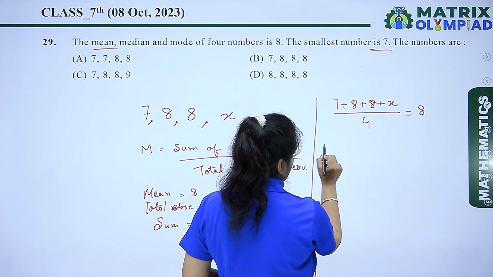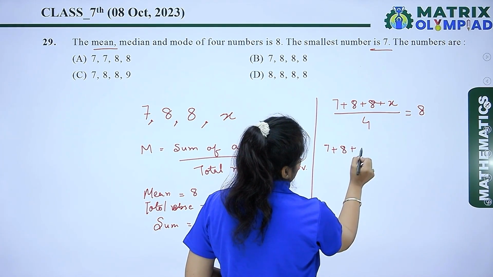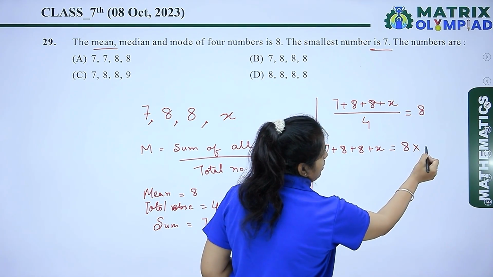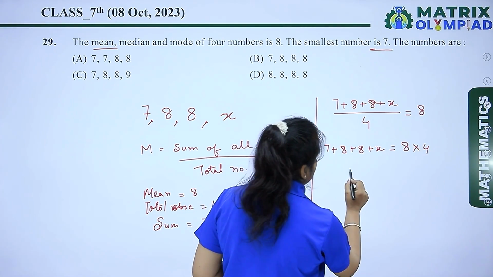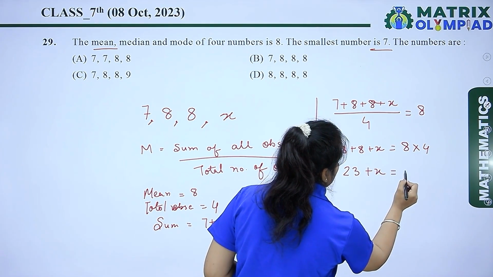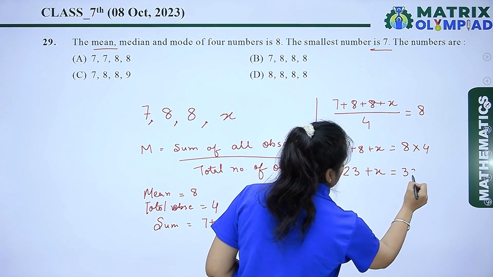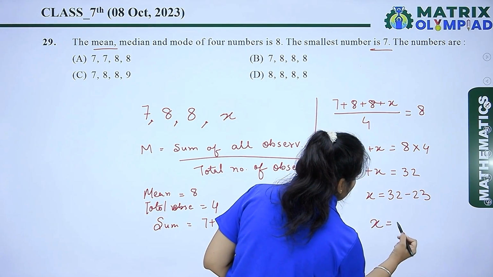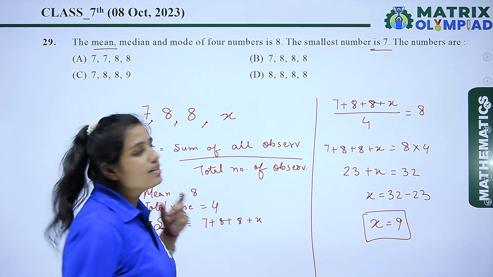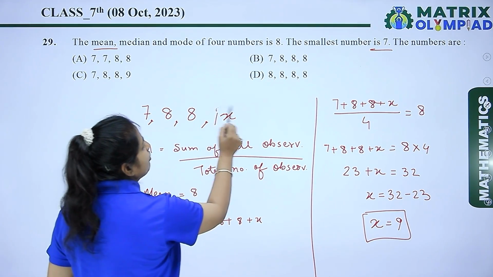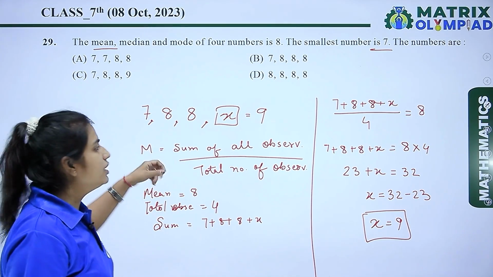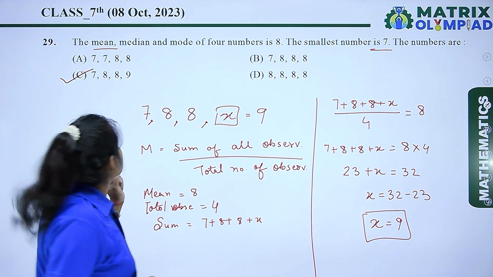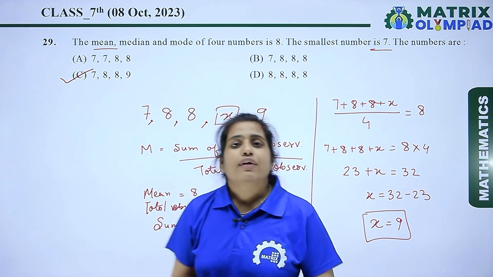So 4 will transpose to the right hand side and we get 8 multiplied by 4 on the right hand side. Here we get 7 plus 8 plus 8 is 23 plus x equal to 8 multiplied by 4 is 32. x is equal to 32 minus 23. Here the value of x will be 9. So our last number, or we can say the unknown number, will be 9. So we get our 4 numbers, that is 7, 8, 8 and 9. Let's check the solution. Here we get option C, that is the correct answer. Now let's begin with the next question.